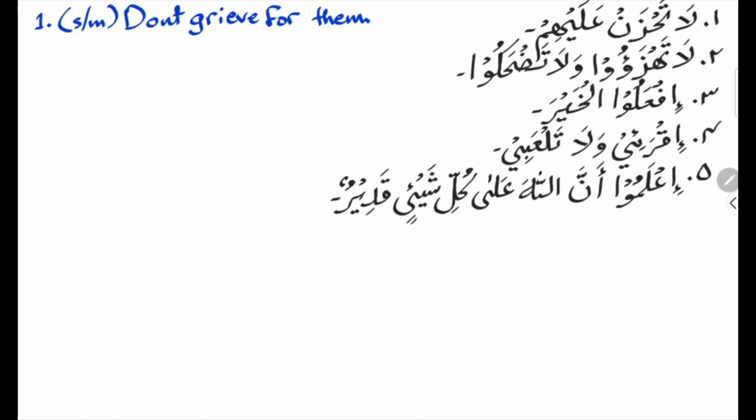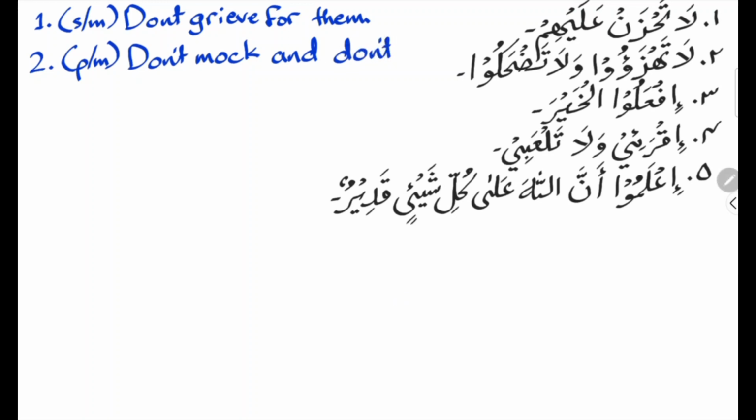Number 2 is la tahza'u wa la tadhaku. Now la tahza'u comes from haza'a, which means to mock, and la tahza'u is on the wazn of la taf'alu, which basically is plural masculine. Don't mock, or basically make fun of. And likewise لا تضحكوا, same format, same structure, لا تفعلوا, except it's from laugh. So don't mock and don't, again plural masculine, don't laugh.